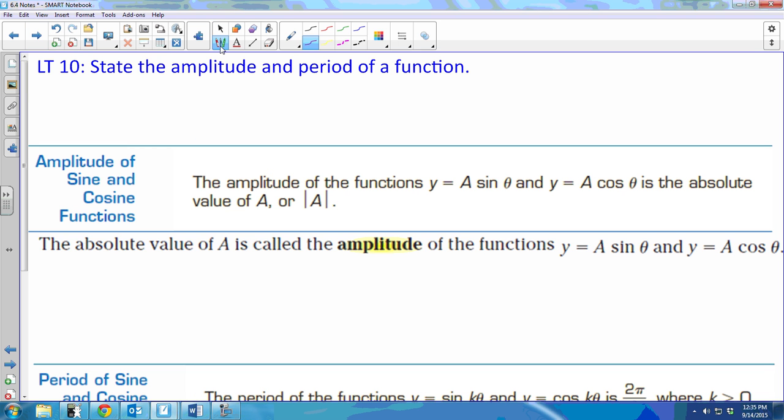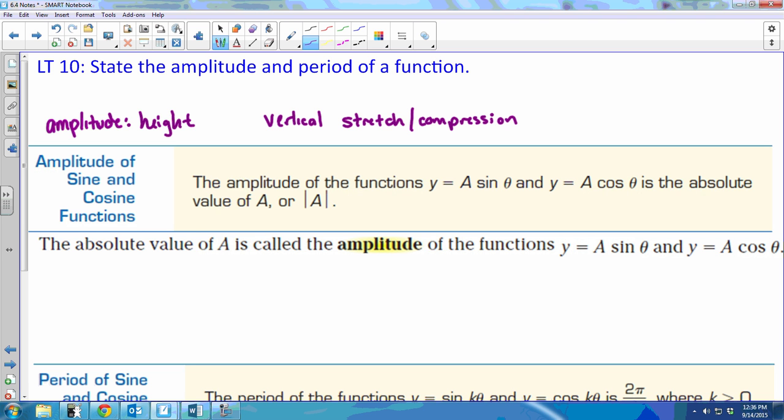So first thing, some definitions. The amplitude will be easy. The amplitude is just the height of the function. So last week for sine and cosine, the maximum was 1 and the minimum was -1. If we change the amplitude, we're just changing the maximum and minimum values. So that's going to be a vertical stretch or compression, because we're making it taller or more squat. We're pulling it upwards or smushing it down.